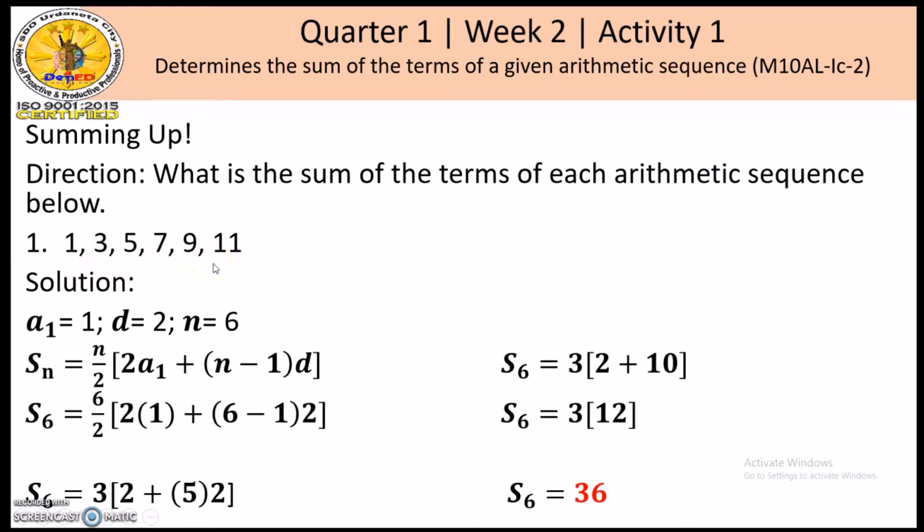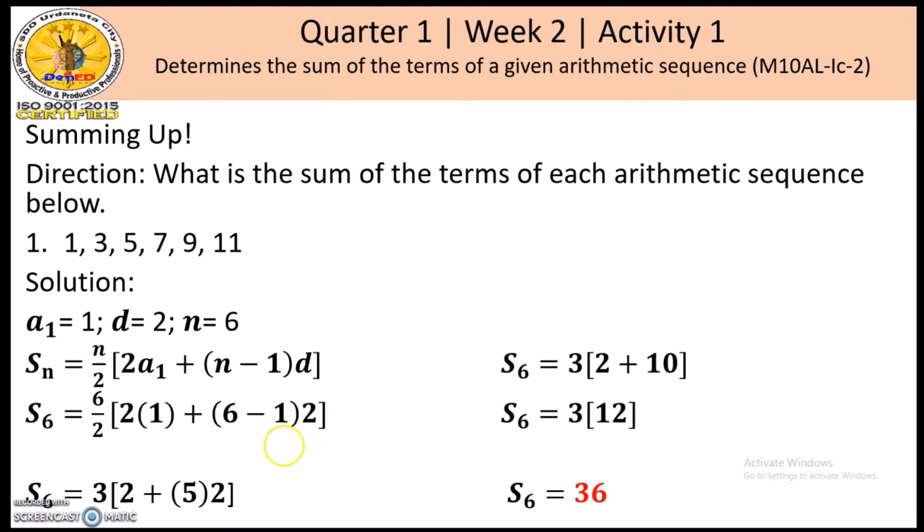So we will use the second formula, wherein we have the first term and the common difference. So S sub n is equal to n over 2 multiplied by 2 times a1 plus quantity n minus 1 times d. So let's have the substitution. S of n, so n would be substituted by 6, and your a1 would be substituted by 1, and your d would be substituted by 2.